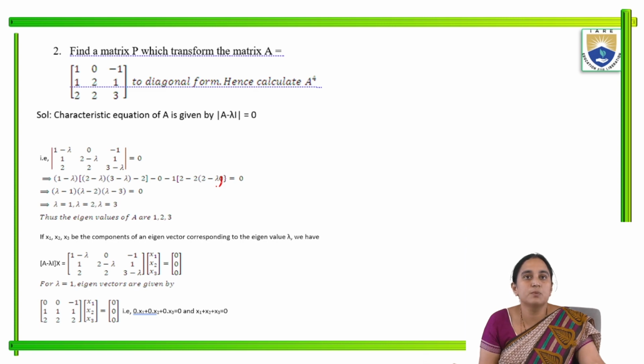After solving this equation, how many eigenvalues do we get? Here we get 3 eigenvalues. What are the 3 eigenvalues? Lambda is equal to 1, lambda is equal to 2, and lambda is equal to 3.